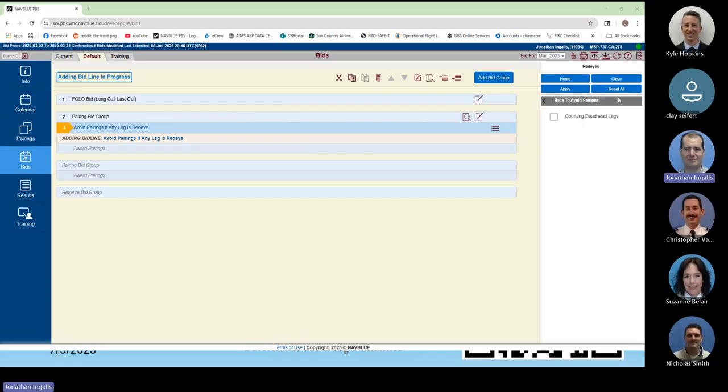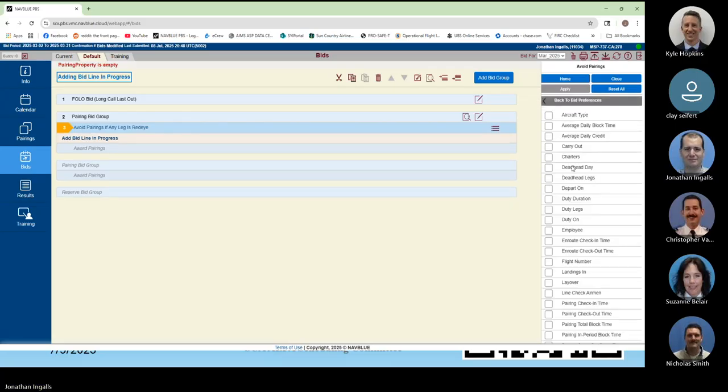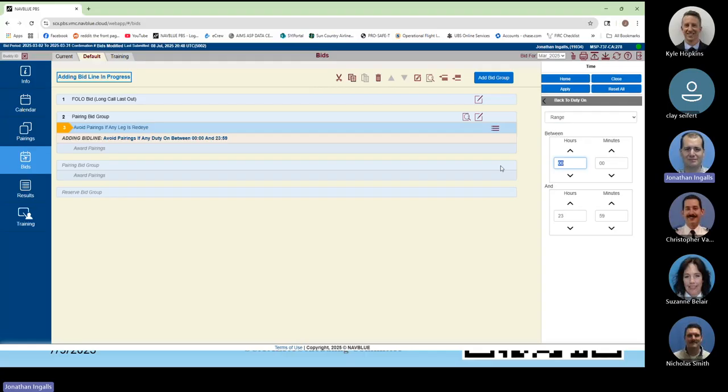So let's look at this. I'm going to hit reset all, and I'm going to hit avoid pairing again, and I'm going to hit duty on. I'm going to hit time. I'm going to select a range and say I really just don't want to be on between 3:15 in the morning and, call it, 3:59 in the morning.